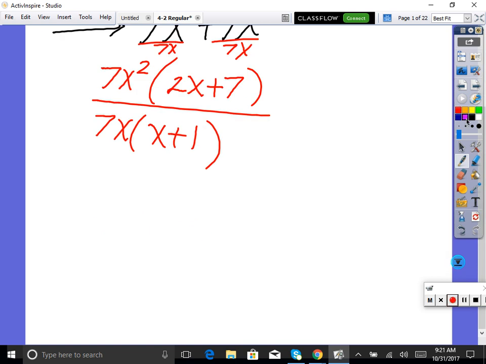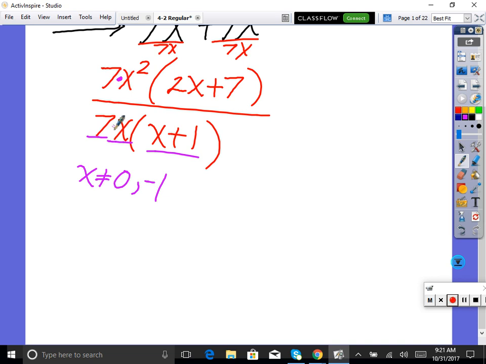Because remember, this is what's really sad. People will get to the test and they'll divide and then restrict. That's so sad. 7 will never be 0. X cannot be what right there? 0, because 7 times 0 is bad news, right? There's my first restriction. X cannot be what for that piece? -1.